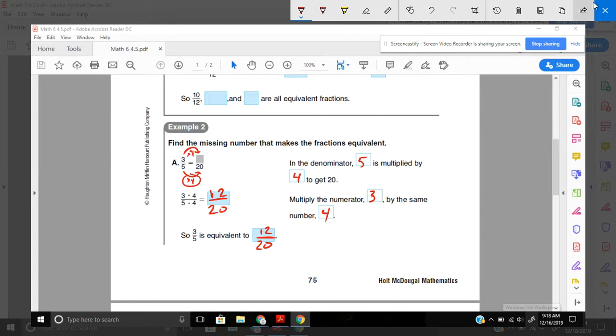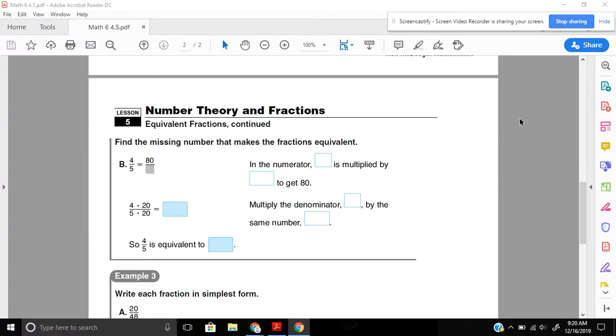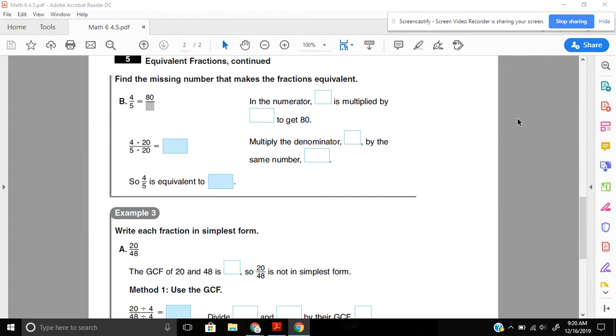Go ahead and flip over, and we'll try letter B. Kind of similar now, except we're missing the denominator to start with.